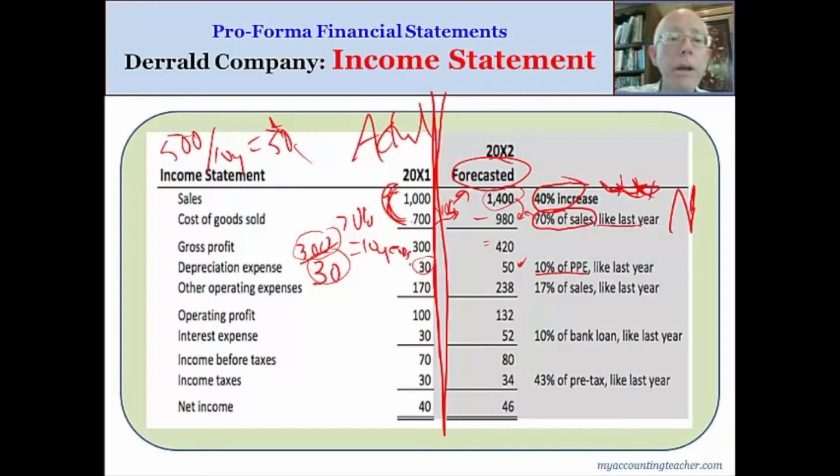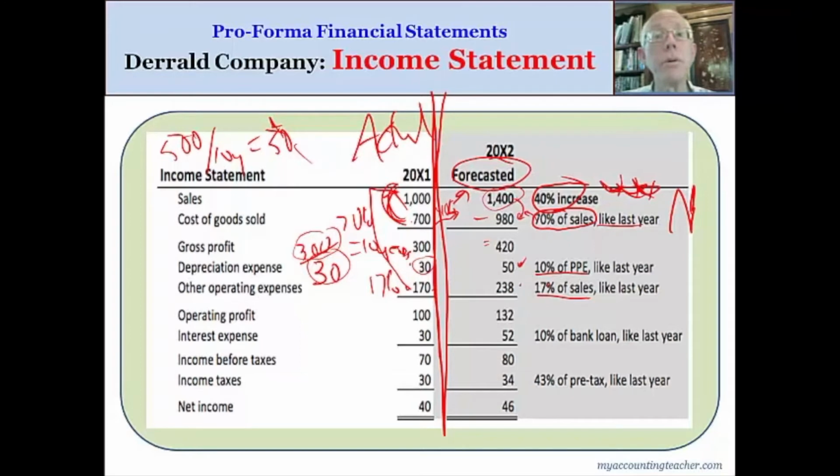Next, operating expenses. Well, they were 170. And without any further details about maybe some of them are going to be fixed, they're going to stay the same, they're like rent or whatever, I'm going to assume that they're going to go up at the same rate as sales. So this last year, I see that operating expenses were 170 and sales were 1,000, so they were 17% of sales. So my best estimate, without any further information, is that next year my other operating expenses are going to be about 17% of sales. 17% of forecasted sales of 1,400 is 238.